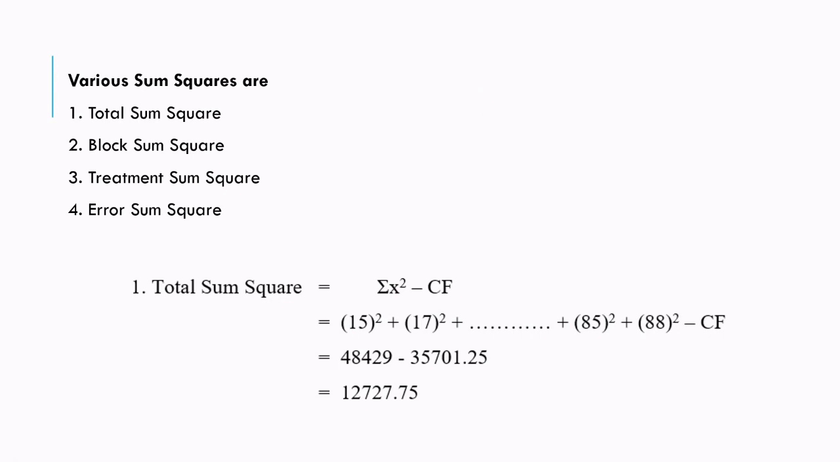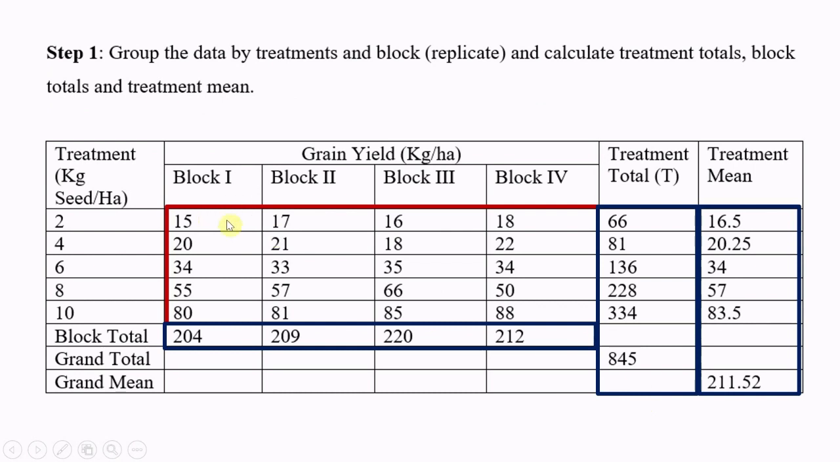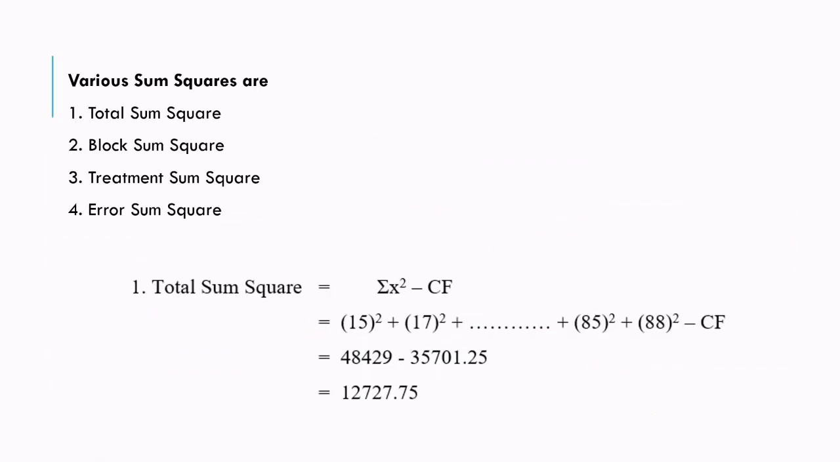So there are 4 different sum squares: total sum square, block sum square, treatment sum square, and error sum square. The formula for total sum square is sigma x square minus correction factor. So these are the individual values, 15, 17, 85. I have made dashes here so that we need not be confused. So all the values in this table, 15, 17, 16 up to 88, you need to square, and then add and subtract the correction factor. So this is the total sum square.